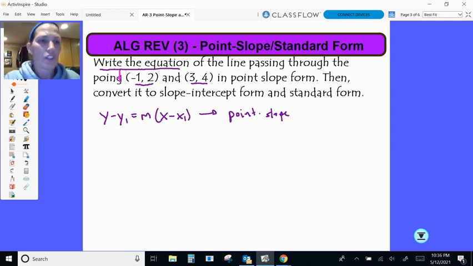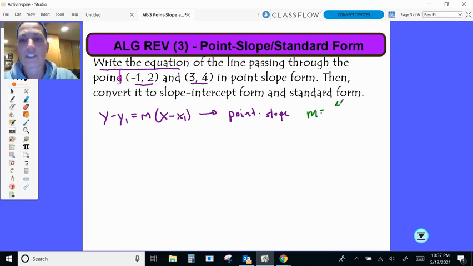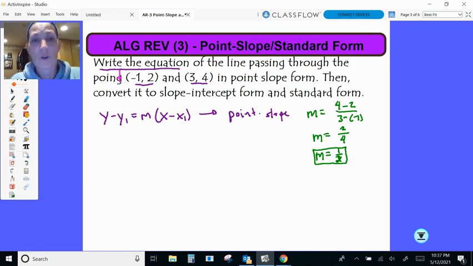Okay, well, first thing we need to do is calculate our slope. Okay, so slope is again equal to 4 minus 2 over 3 minus negative 1. So my slope will be equal to 2 over 3 plus 1, which is 4. So my slope is equal to 1/2. Oops, 1/2. Right, so now we have a slope and I have a point. I have 2 points actually.